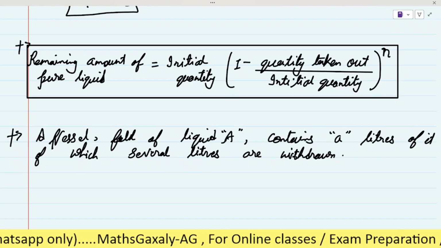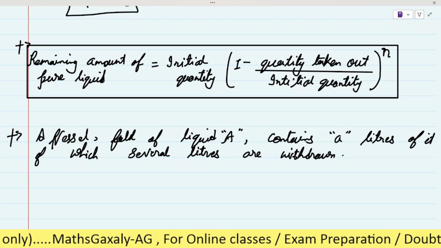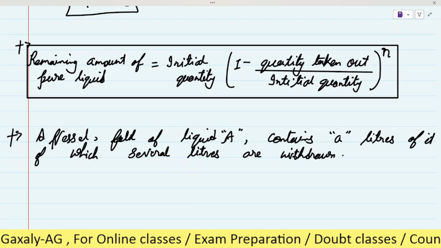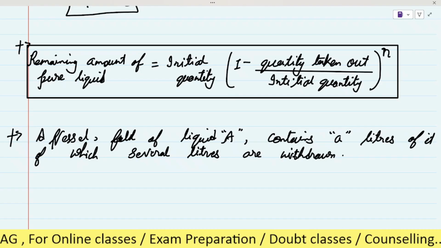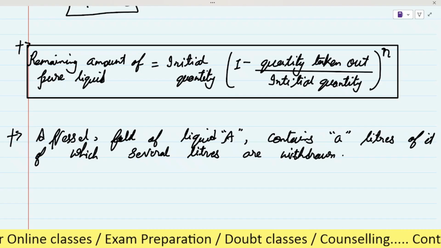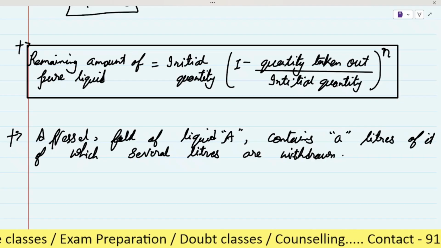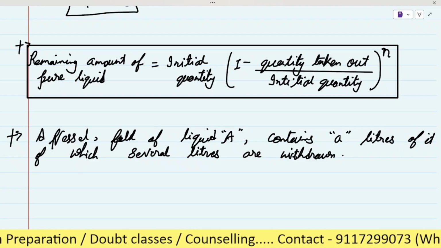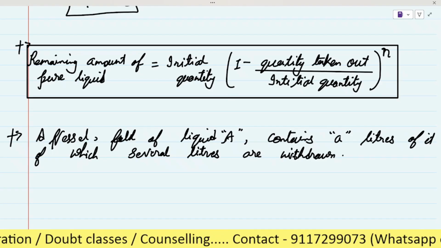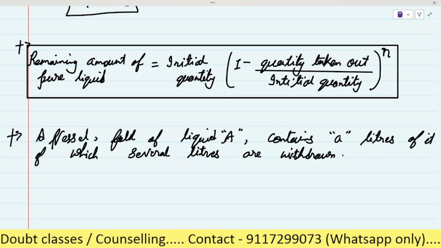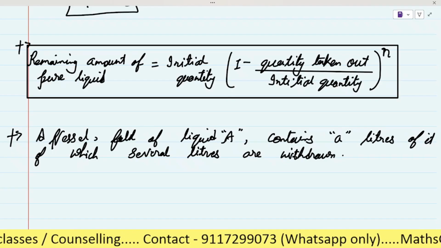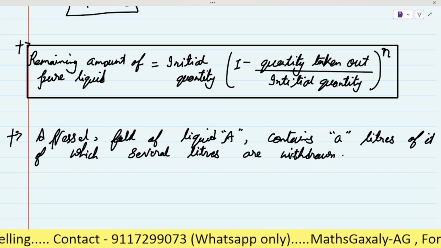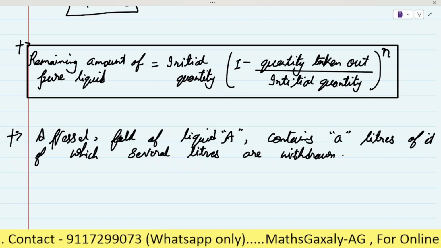As a result, the vessel contains b liters, small b, of liquid A, capital A, whatever it is, 20 liters, 5 liters, here we are supposing it small b, which was in the initial quantity of liquid A.